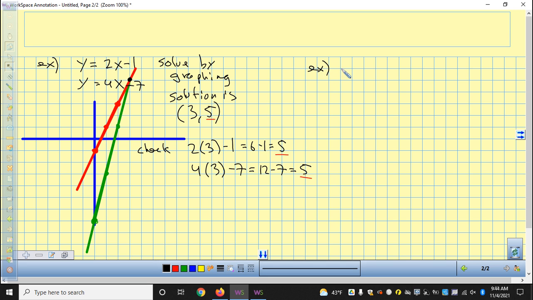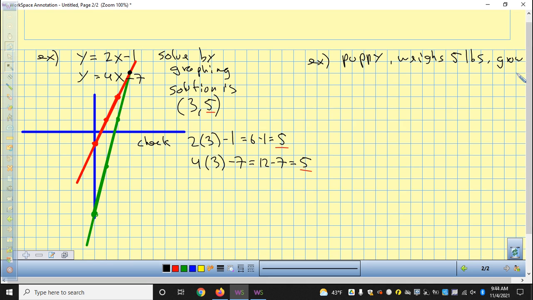Let's say you have a puppy and it weighs 5 pounds and it grows at 1/4 pound per month. So it gains 1/4 pound a month.